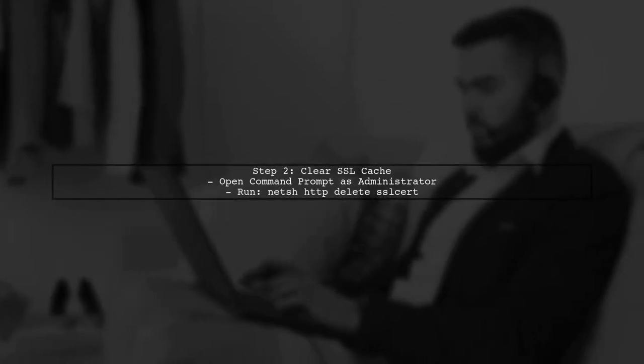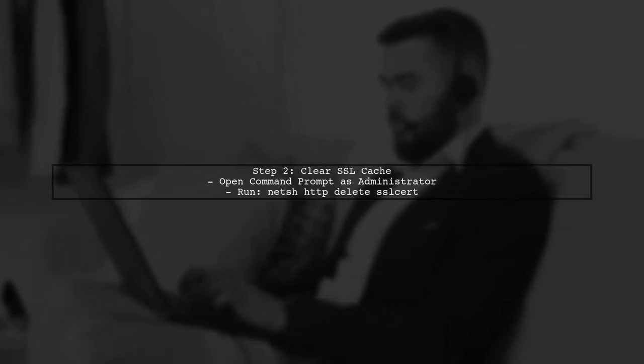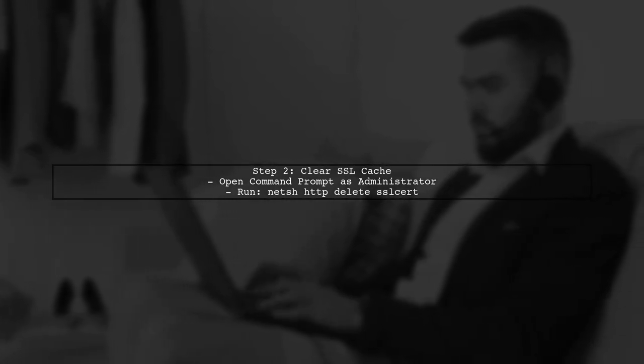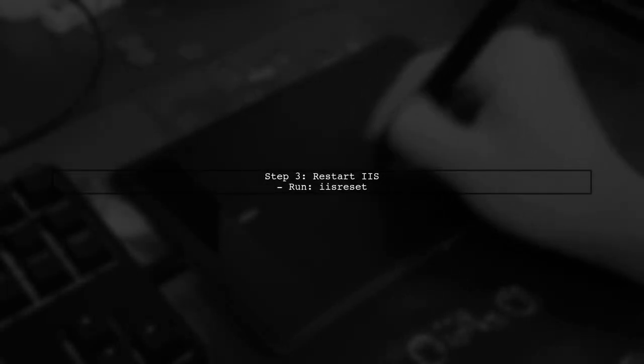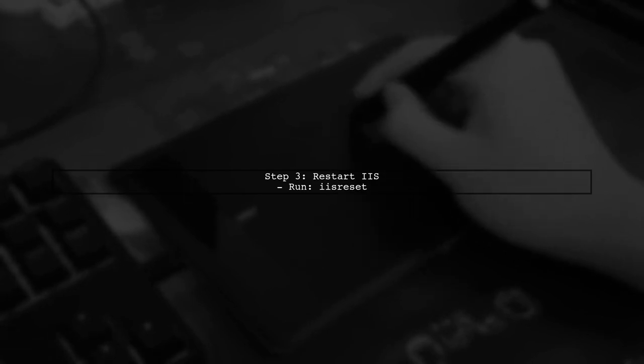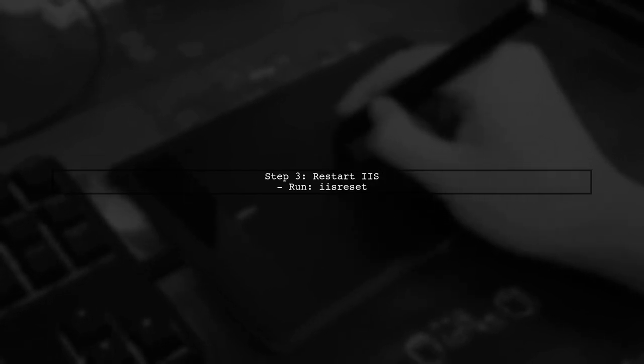Next, after updating the certificate, it's important to clear any cached SSL states. You can do this by using the command line to reset the SSL state. After clearing the SSL cache, restart the IIS service to ensure all changes take effect. You can do this using the following command.